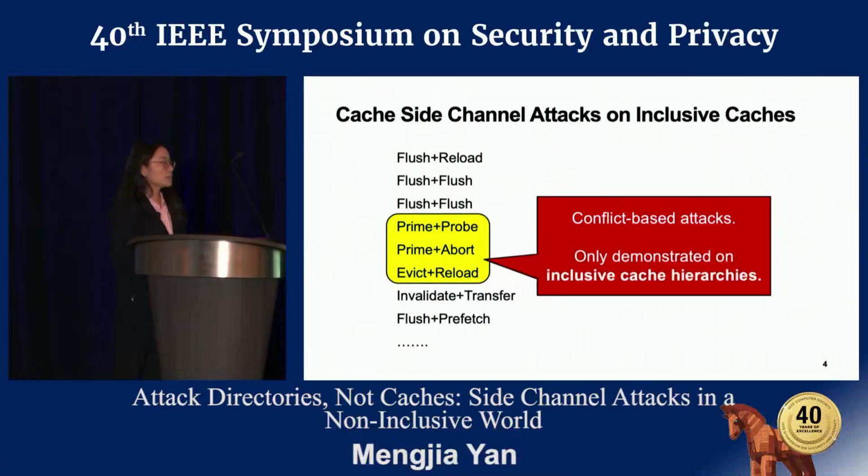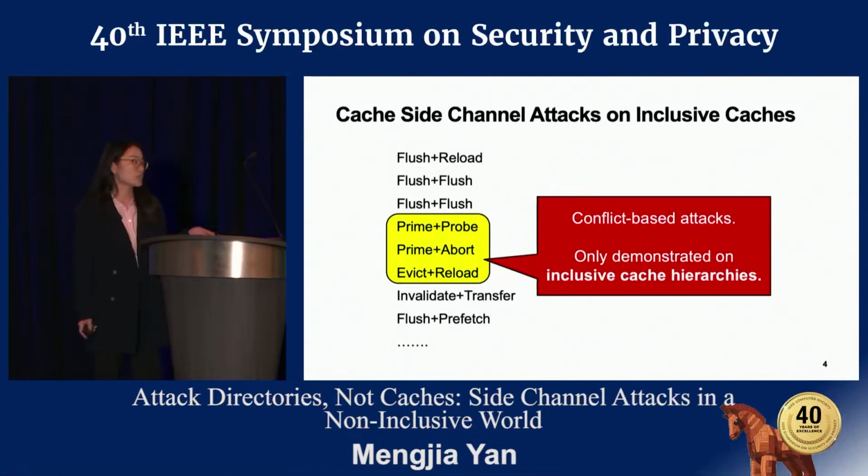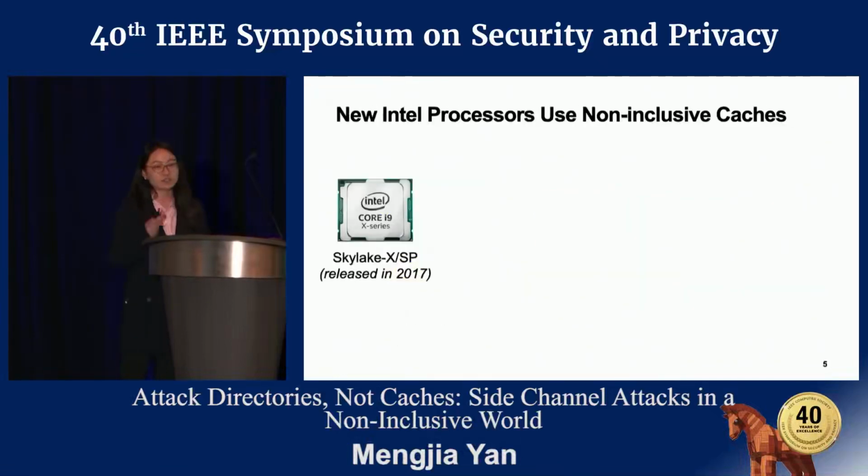These attacks have only been demonstrated on inclusive cache hierarchies, which is fine because all past Intel processors used inclusive caches, but things changed in 2017. In 2017, Intel released their new processor, with the code names Skylake X and Skylake SP. This processor comes with a non-inclusive cache hierarchy.